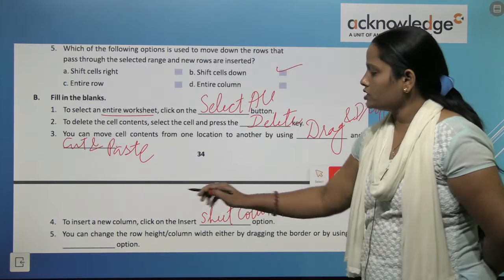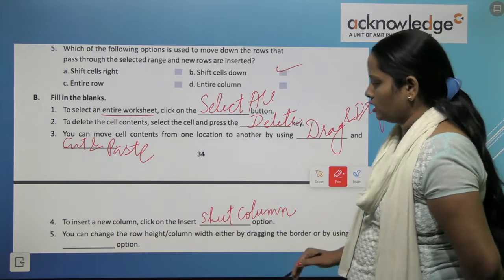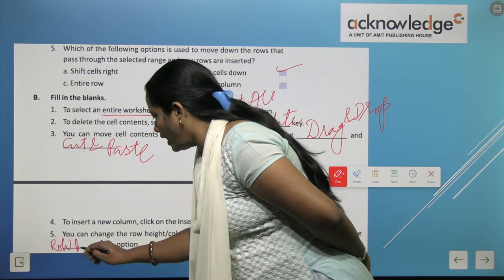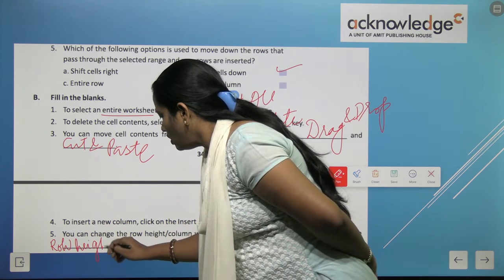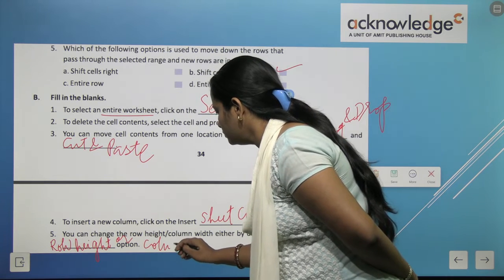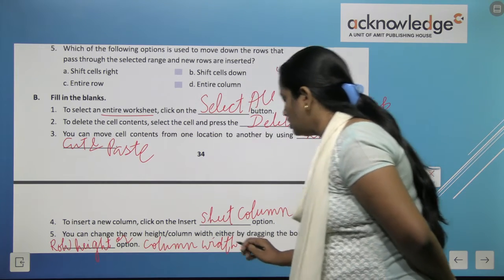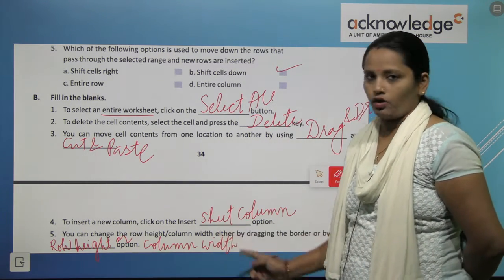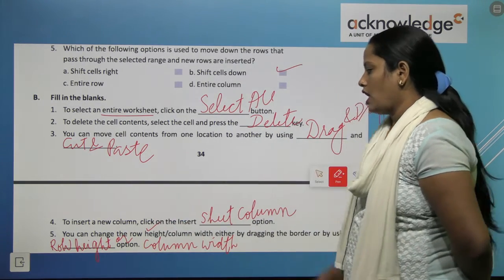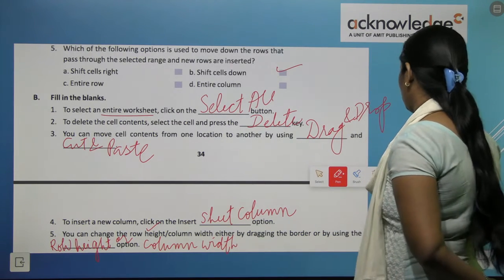You can change the row height, column width either by dragging the border or by using the row height, or we can say column width option. So either of these options can be used. For changing the row, we can use row height, and for changing the column width, we can use column width option from here.